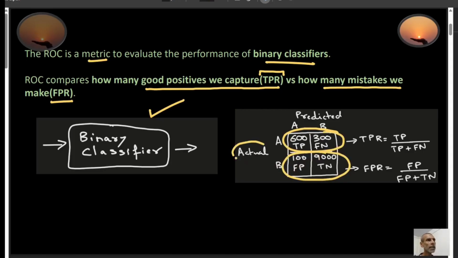This one is the actual, this one is the predicted. This number 600 is telling me that the actual was A, there were 600 actual A, and they were predicted to be A. So this is my true positive. FN is your false negative. That tells you that there were 300 of them that were actually A, but were predicted to be class B. So this is 300. And this is how you read this confusion matrix.